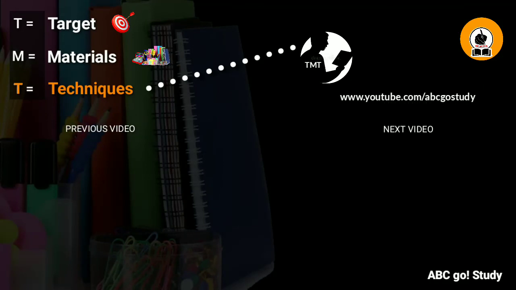Please try to use all the tips you have in this video, which is TMT. Have a target, get those necessary materials, and use those techniques perfectly.